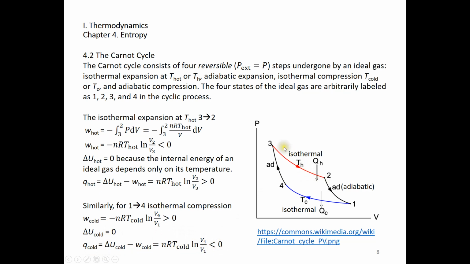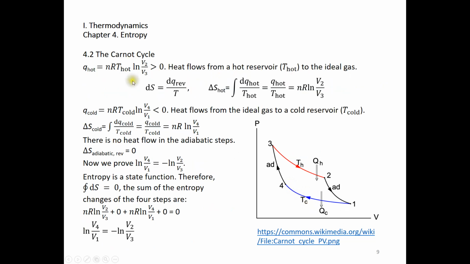So we analyzed these two steps: from 3 to 2, isothermal expansion at T hot; from 1 to 4, that's isothermal compression at T cold. Again, Q hot is greater than 0. The expression says heat flows from a hot reservoir to the ideal gas. The reason we can keep a constant T hot temperature is because we're assuming our ideal gas is in thermal contact with an infinitely large hot reservoir with this temperature.